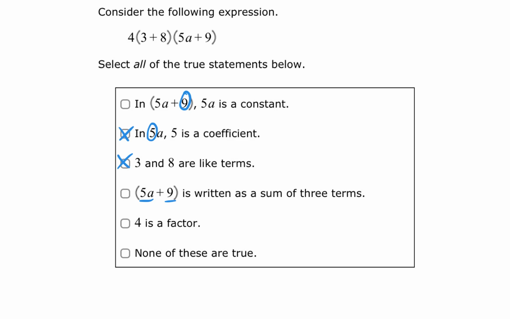And the next one says 4 is a factor, and it is a factor because 4 is being multiplied by 2 other parts or quantities in this expression, and 4 can be distributed to those other quantities.